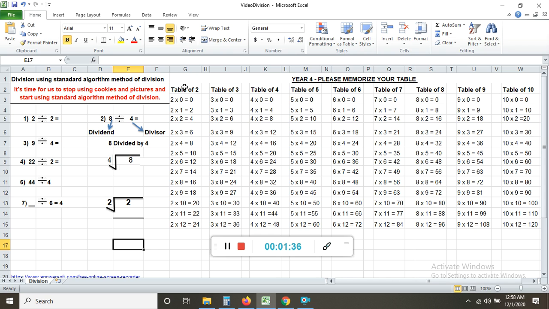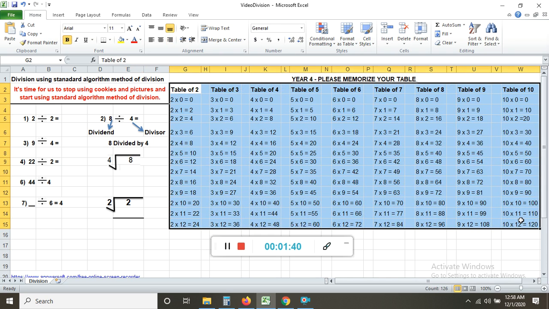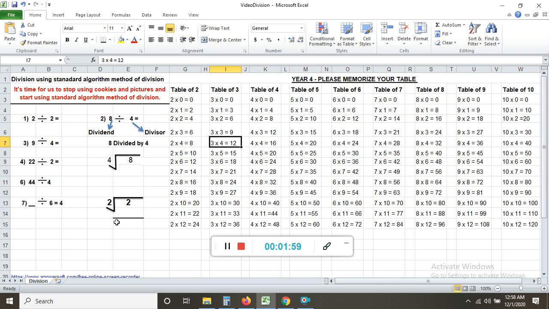I have here times tables from 2 to 10. I would encourage everybody to at least memorize these tables, so once you are doing your division problems, you don't have to look at the tables each time. It will make it so easy for you to do your divisions once you know your times tables. So at least do 2 to 10.